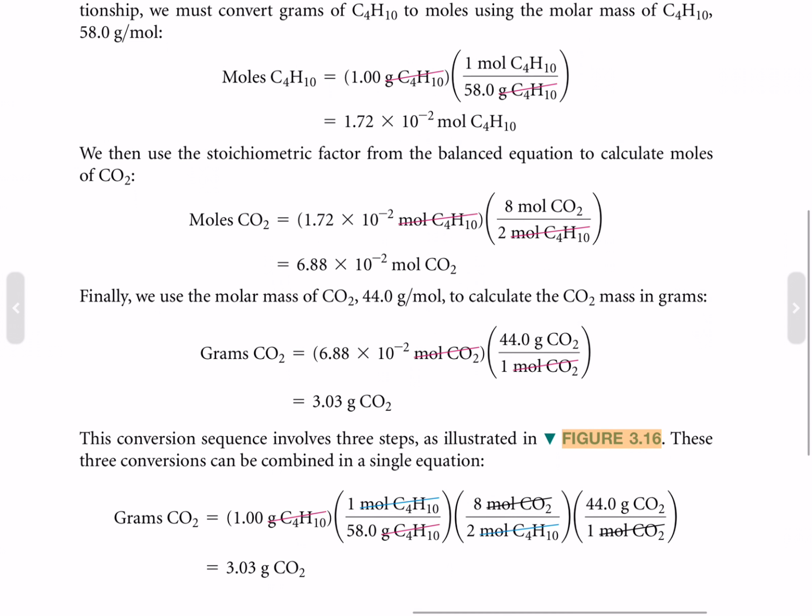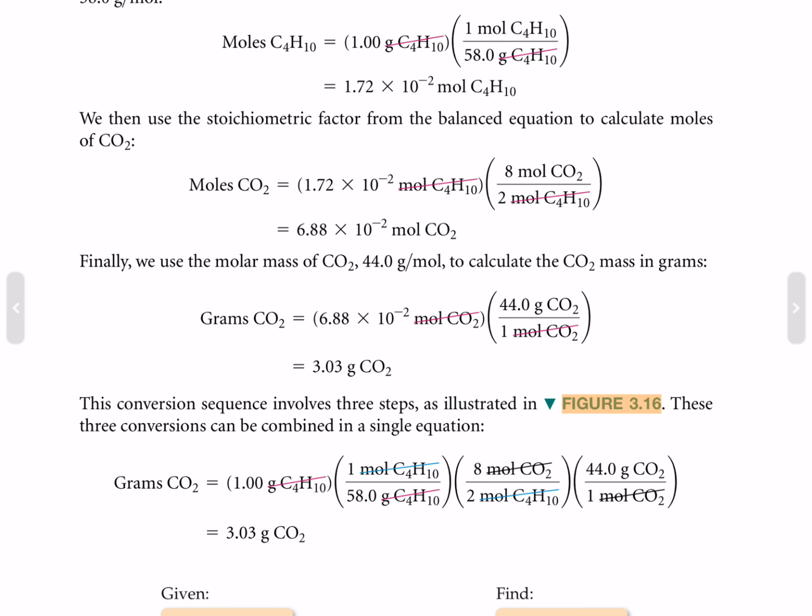Finally, we use the molar mass of carbon dioxide, 44 grams per mole, to calculate the carbon dioxide mass in grams. The grams of carbon dioxide is 6.88 times 10 to the negative 2 moles of carbon dioxide, and there's 1 mole for every 44 grams of carbon dioxide. Moles cancel, leaving you 3.03 grams of carbon dioxide. This conversion sequence involves 3 steps, as illustrated in figure 3.16.